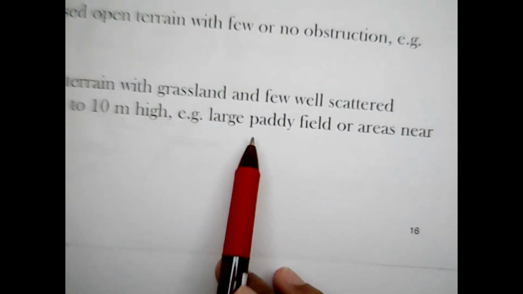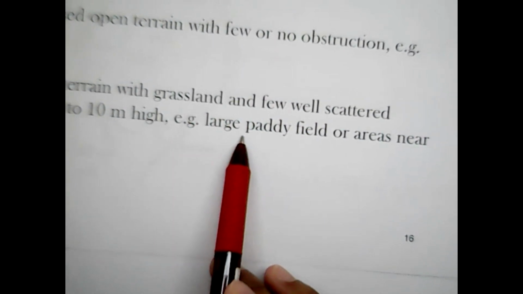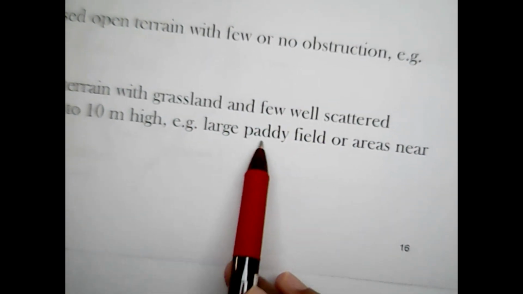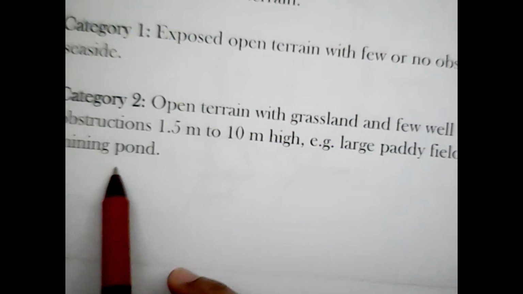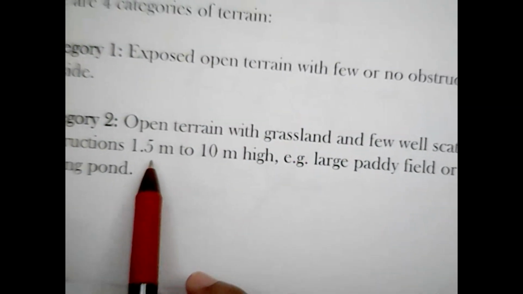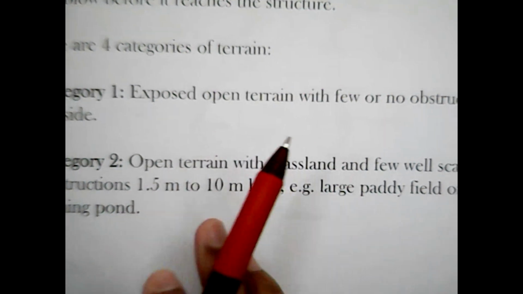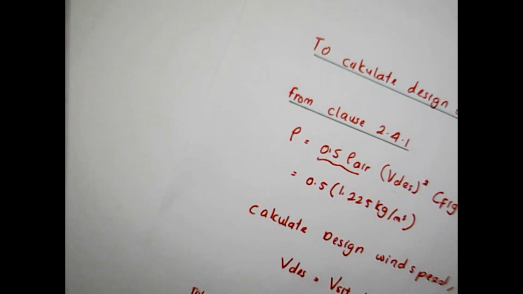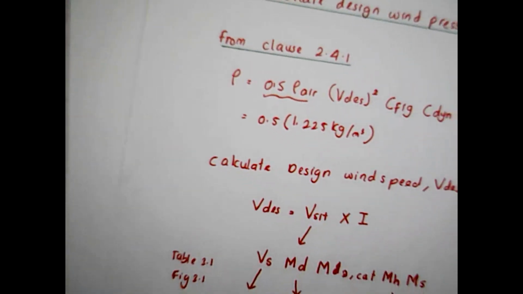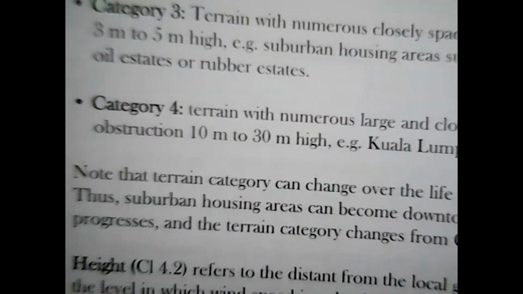So the best example I can give you is if you have a building which you're going to build in large paddy fields or an area near a mining pond, there are no obstacles. Okay, so now let's look at another category. Another category is category 3. If you look here, category 3.